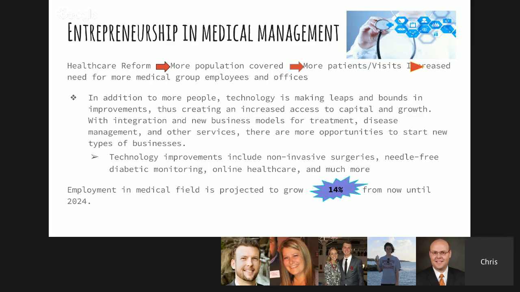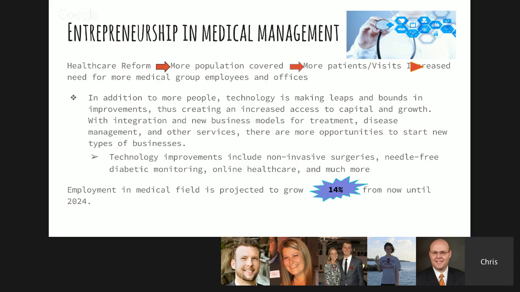So, entrepreneurship and medical management. In recent years, with all of the healthcare reform and Obamacare, just recently in 2010, many more people are obtaining access to health insurance and new healthcare plans. And so this created a huge new pool of patients who are now taking advantage of medical services and going to medical facilities because they can now afford them and access them too.